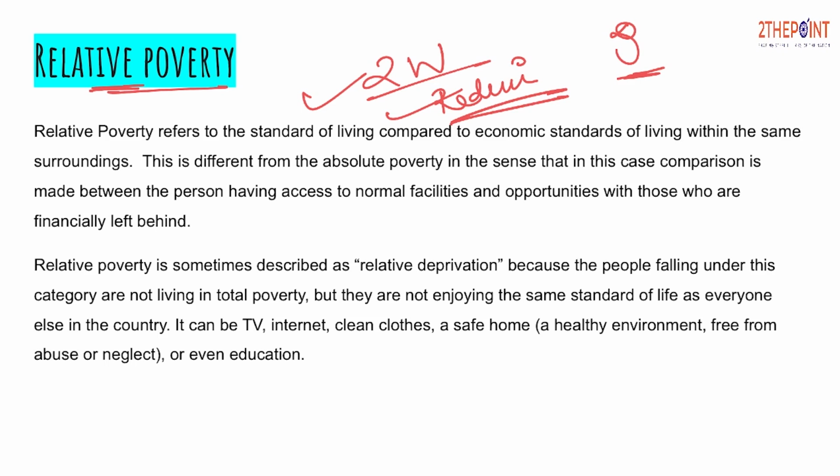So we will go through the definition. Relative poverty refers to the standard of living compared to the economic standard of living of the same surroundings, because you are here comparing your income and expenditure to that of the people in your surroundings. This is different from absolute poverty in the sense that in this case comparison is made between the person having access to normal facilities and opportunities and those who are financially left behind.